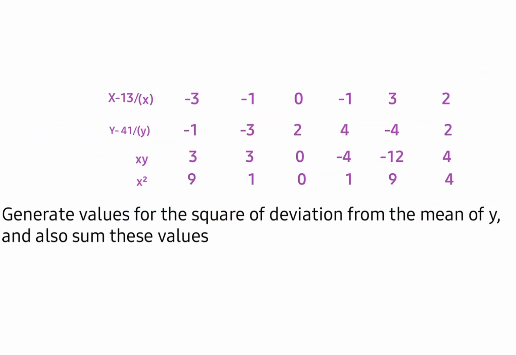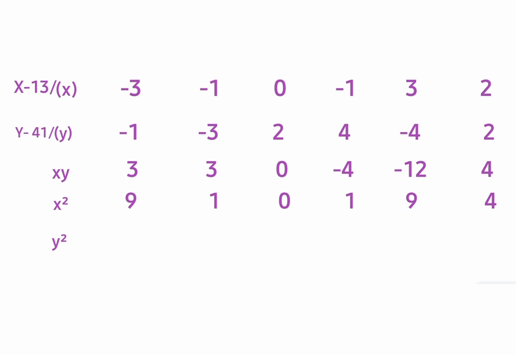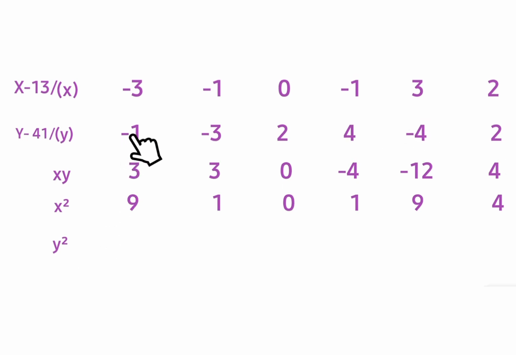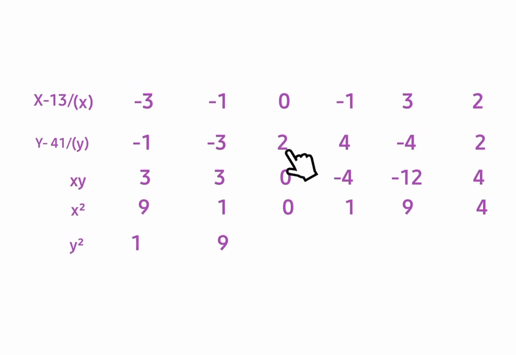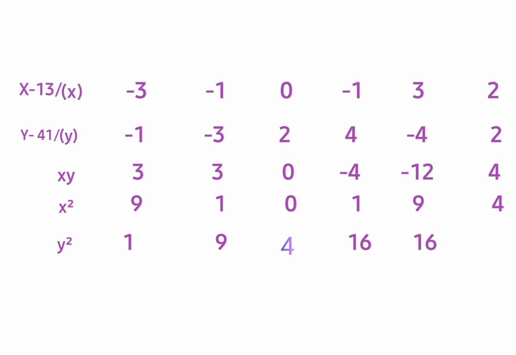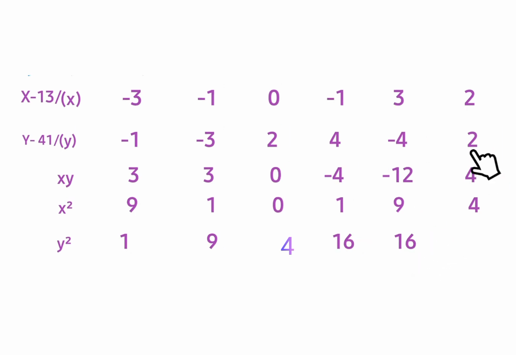Next, we generate values for the square of deviation from the mean of y and also square these values. We title this row y squared. That is the square of each of the values of deviation from the mean of y, right? And here we go now. Minus 1 square gives us 1. Minus 3 square, 9. Minus 2 square, 4. 4 square, 16. Minus 4 square, we have 16. And lastly, 2 square, 4 here.